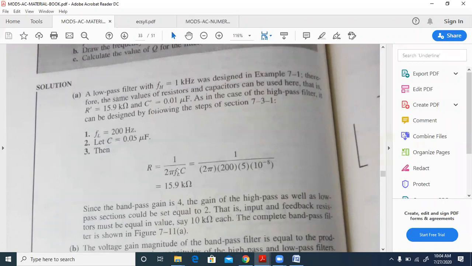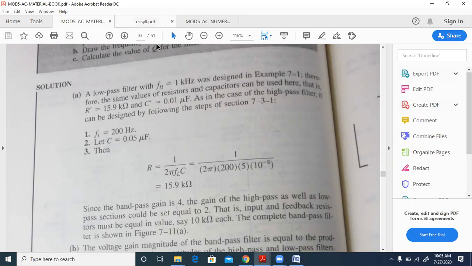Okay. So then find the value of R for that 400 hertz value. Choose C, might be 0.01 or 0.05, whatever you like, right? You can choose, and that will finish the design.